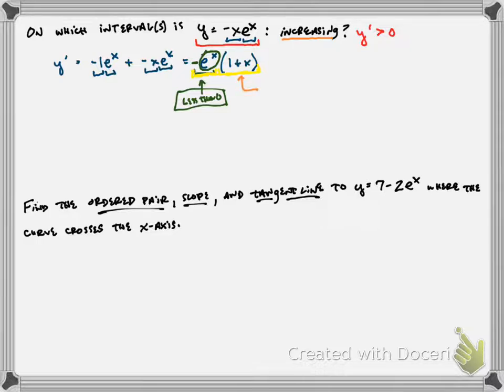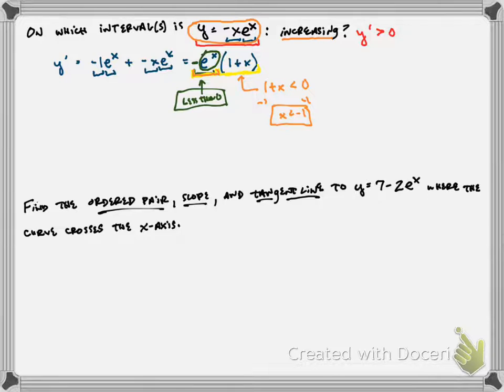Ultimately, we're asking now, where is 1 plus x less than 0? If 1 plus x is less than 0, and we multiply that by negative e to the x, which is always less than 0, then we get something greater than 0. Well, where is 1 plus x less than 0? Subtract 1 from both sides. x is less than negative 1. We can say that this function itself is increasing when x is less than negative 1.